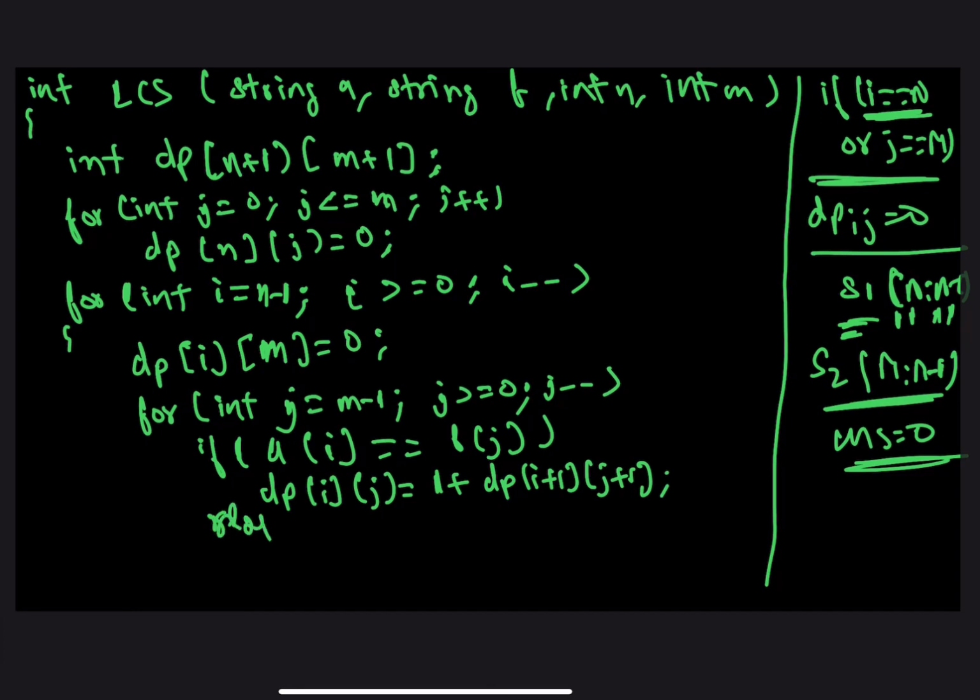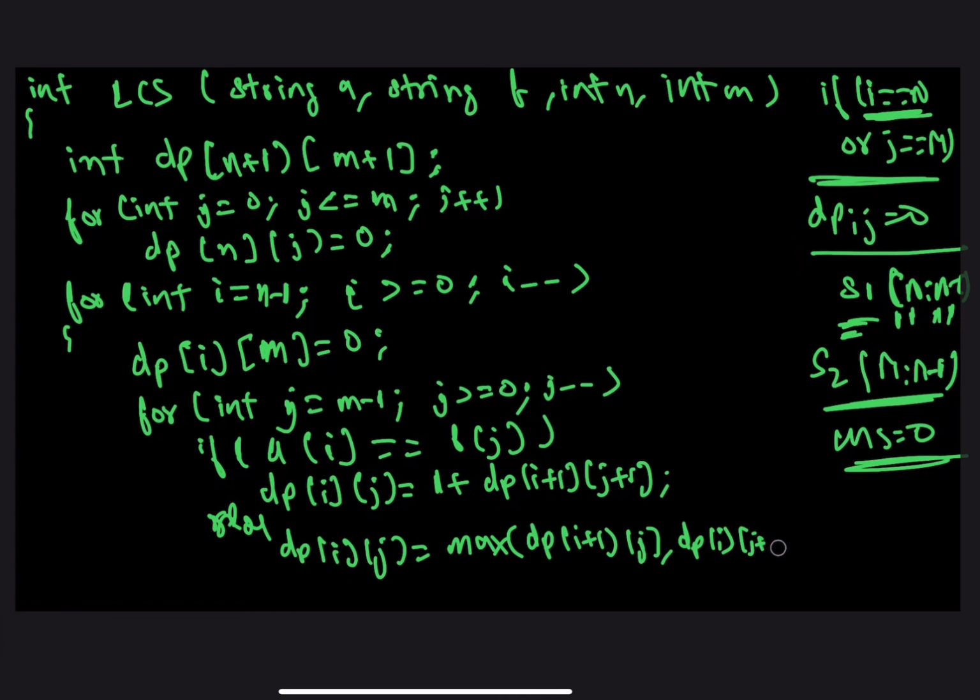Else, dp of i comma j will be equal to the max of dp of i plus 1 comma j, and dp of i comma j plus 1. Let's erase this over here. So this becomes our recurrence relation over here.